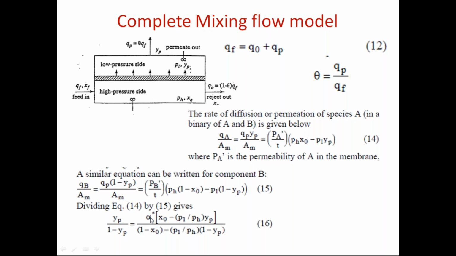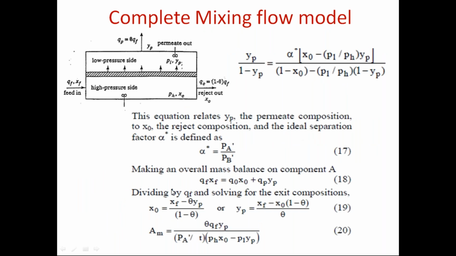And here alpha star is defined as PA, that is the permeability of A, divided by the permeability of B. So then finally you can have this equation, and this equation relates YP. YP is what? This is the product quality, the permeate composition. YP is the permeate composition to X0. X0 is what? The reject composition. So it relates YP versus X0, and the ideal separation factor alpha star is defined as the ratio of the permeability of A and the permeability of B.